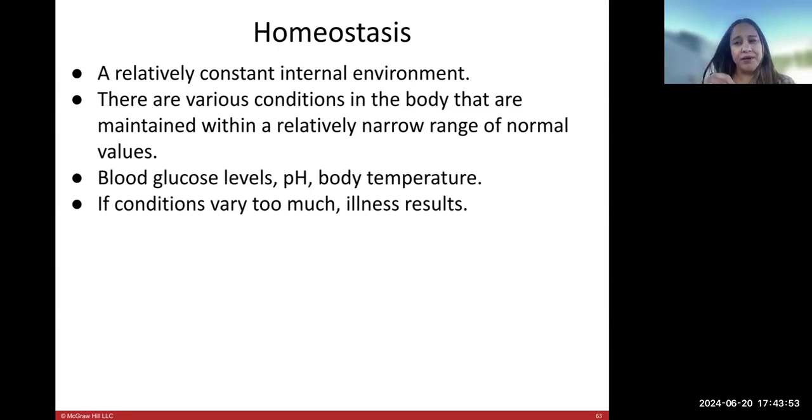Each chapter we will talk about a system and the homeostatic mechanisms that regulate that system. But if conditions vary too much, then illness results. If our body temperature gets too hot, we have a fever, something is wrong.